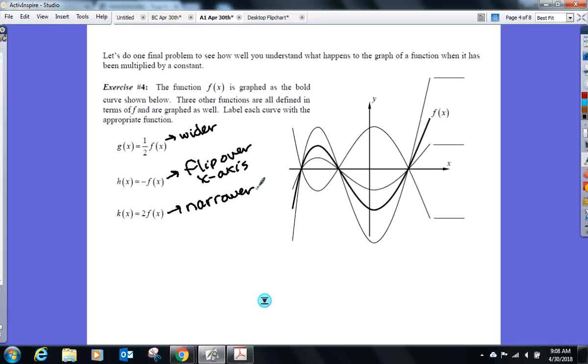Okay, you and your group right now, figure out which graph is which and label it, please, with g of x, h of x, and k of x. Here's your original one, remember, and you know what's happening. So find me the wider one, find me the flipped one, find me the narrow one. Okay, go ahead, talk it over. Yes, you may have to converse with some people in your group.